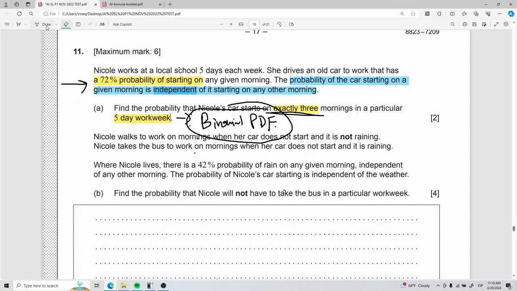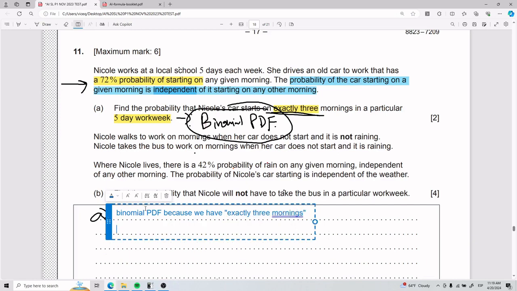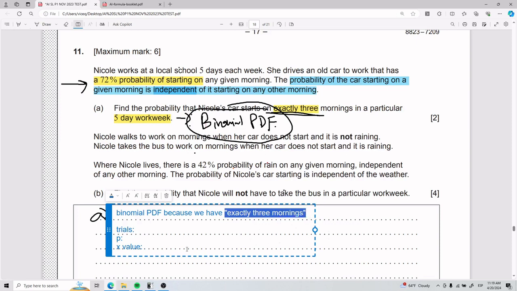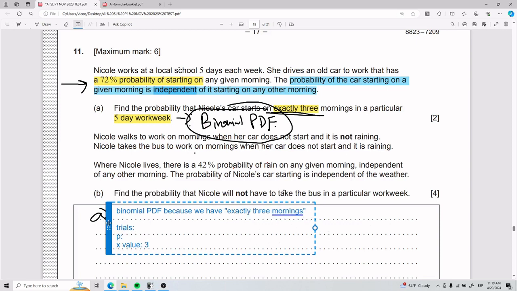So for part A, we're going to be using binomial PDF because we have exactly 3 mornings, okay? And so from here, we need to fill in trials, we need to fill in a p-value, and we need to fill in an x-value, okay? So for trials, it's actually, let's start from below. I think from below makes a little more sense. So your x value is how many times you want your event to happen, okay? So if it's exactly 3 mornings, then exactly 3 times I need my car to start.